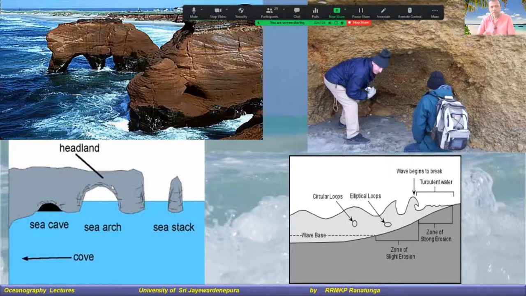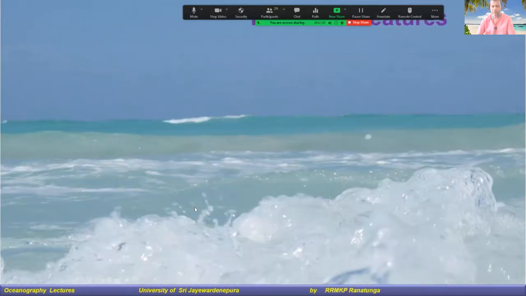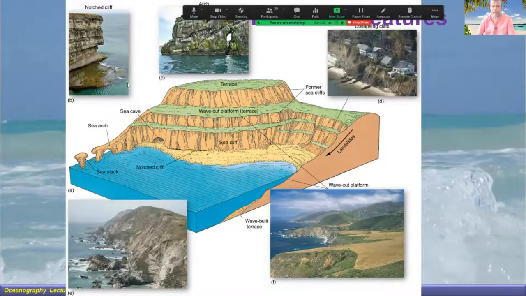In the arch, the top part can be a bridge, right? That's how these are formed in the wave cut platforms. It's well explained in the videos as well. This is how it would appear, like a few terraces or platforms, right?